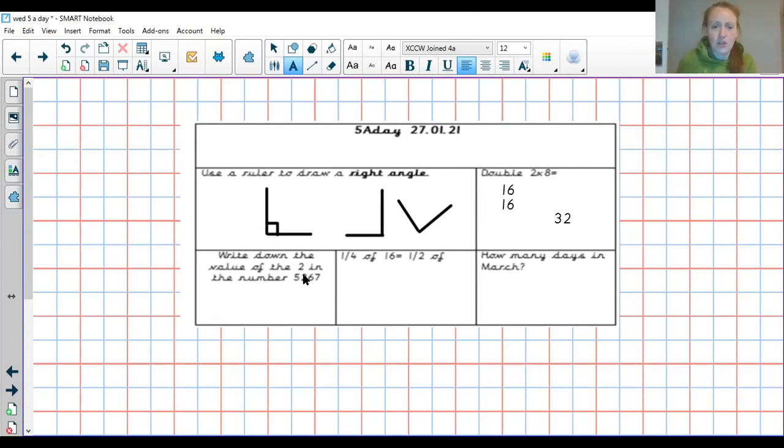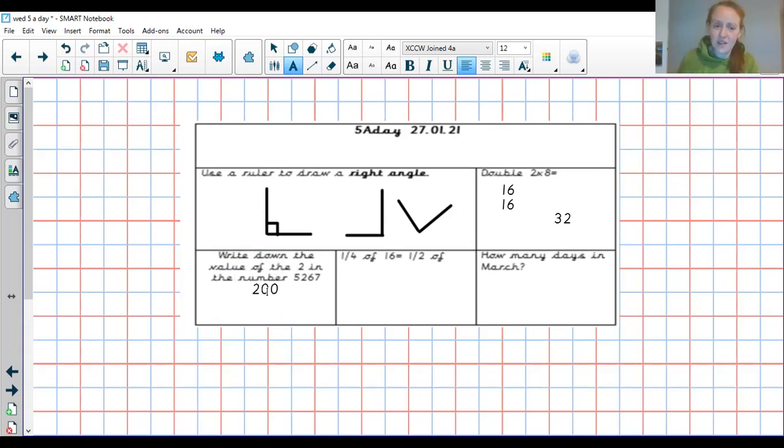Write down the value of the 2 in the number. See if you can say that number for me. It's a big number. Well done if you can. 5,267. Now, if you say the number, you get the answer to this question. 5,267. So the value down here is 200.